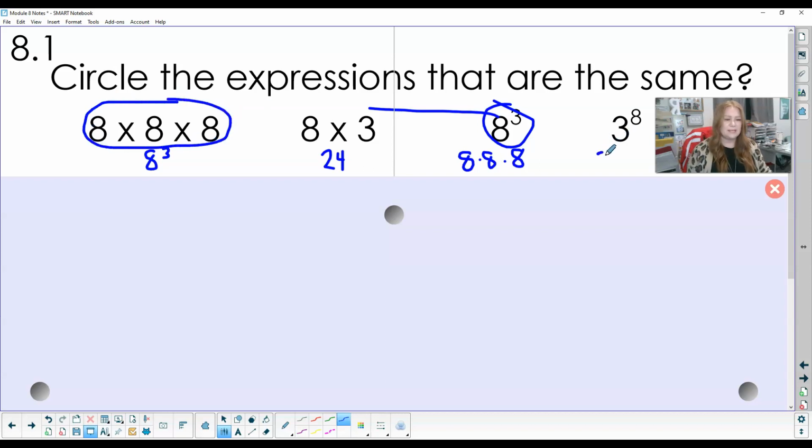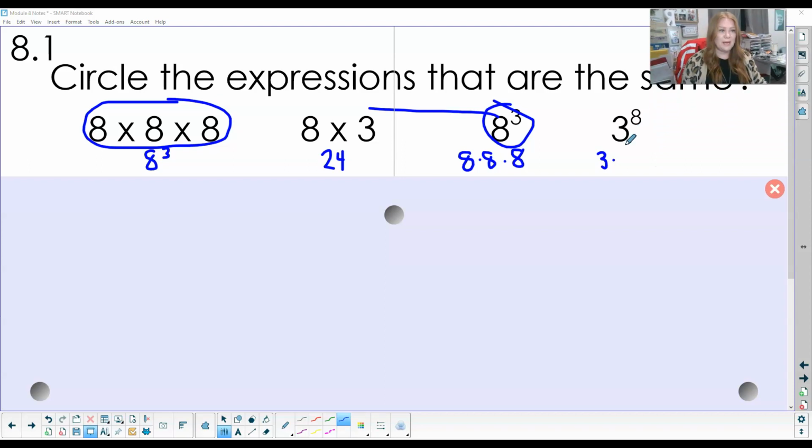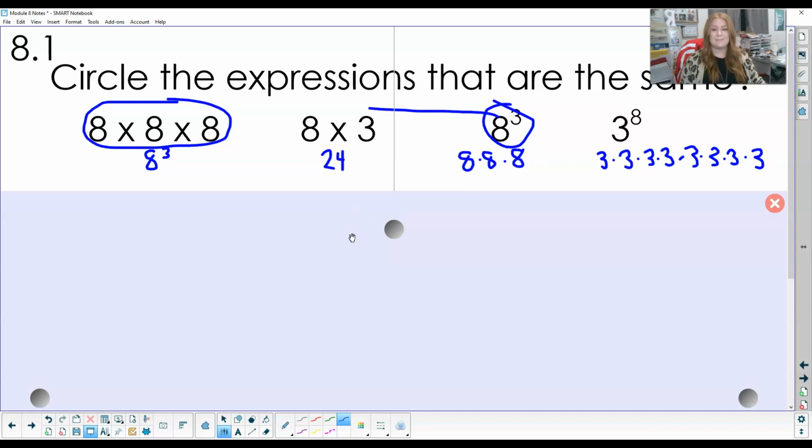And this one is 3 times 3 times 3 times 3 times 3, 1, 2, 3, 4, 5, 6, 7, 8 times. Those are not the same thing.